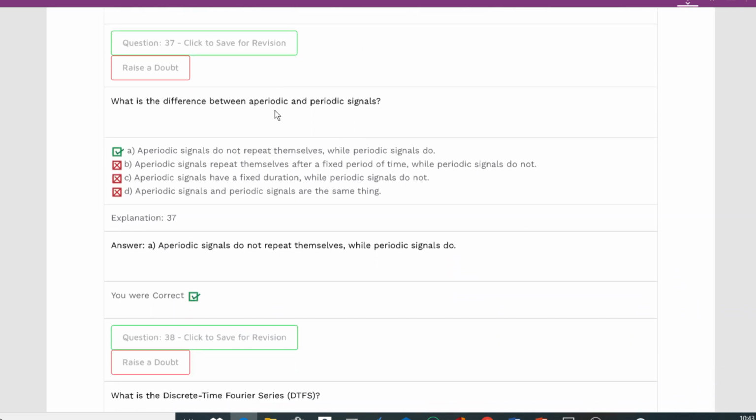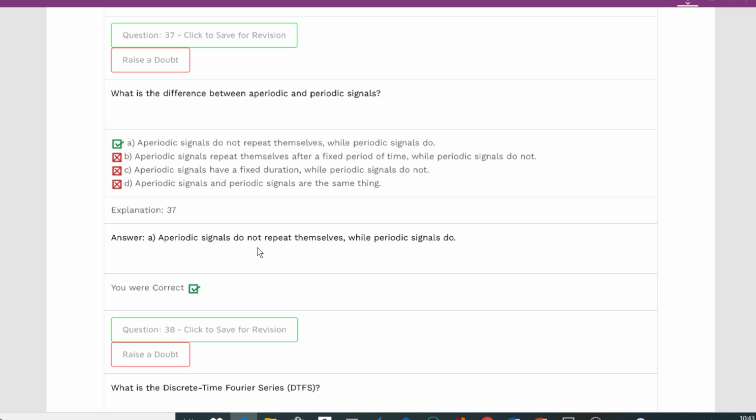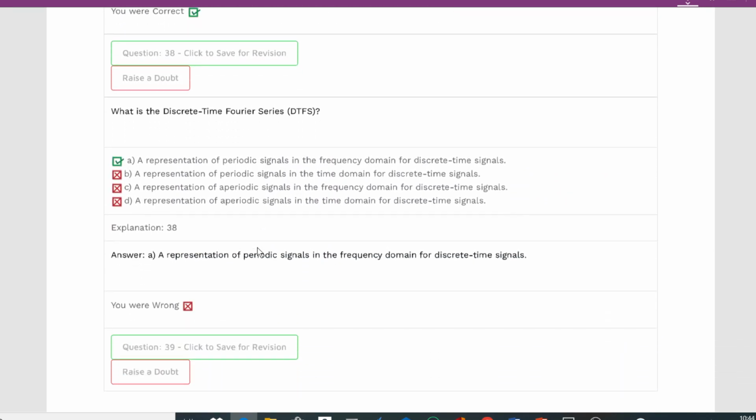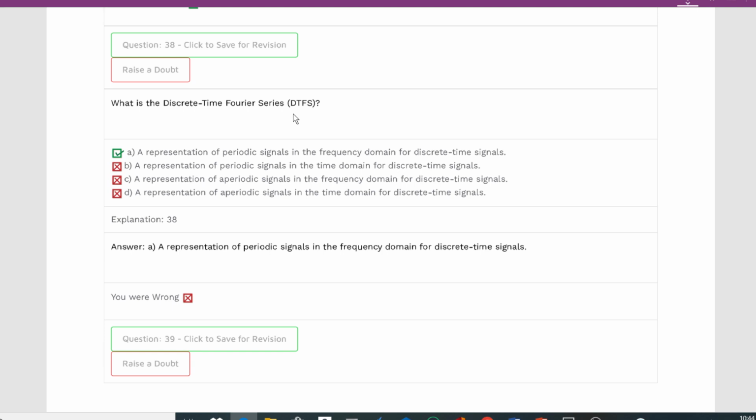Now what is the difference between aperiodic and periodic signals? Aperiodic signals do not repeat themselves, while periodic signals do. Now what is DTFS, meaning discrete time Fourier series? A discrete time Fourier series is a representation of periodic signals in the frequency domain for discrete time signals.